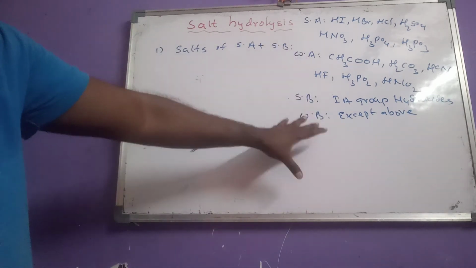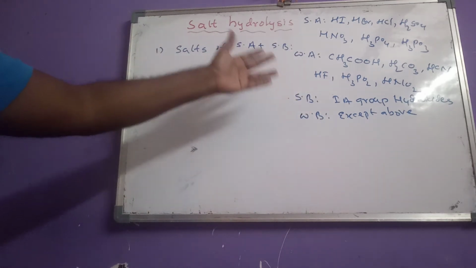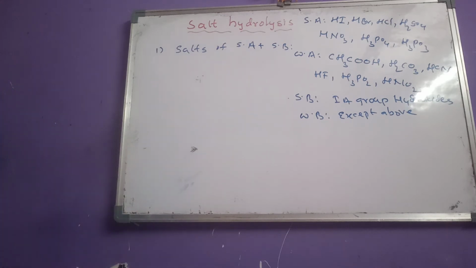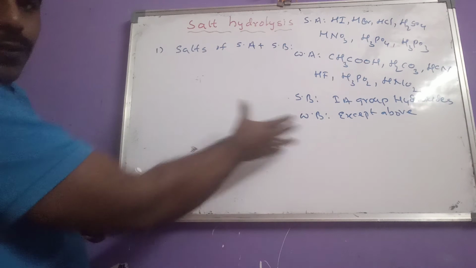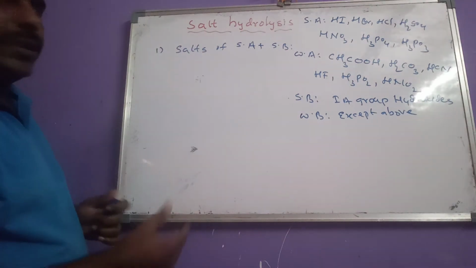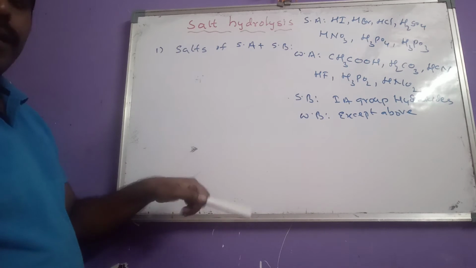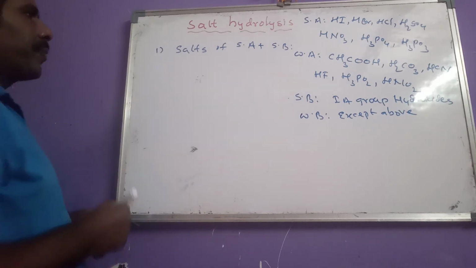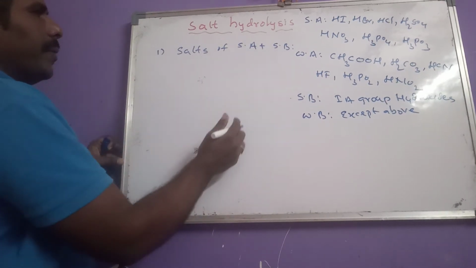First, we should know these examples for different categories, means strong and weak acids, strong and weak bases, etc. Okay, now this is very important for our topic. If you remember these examples, easily one can answer the questions from salt hydrolysis. Okay. Now let us see salts of strong acid and strong base.